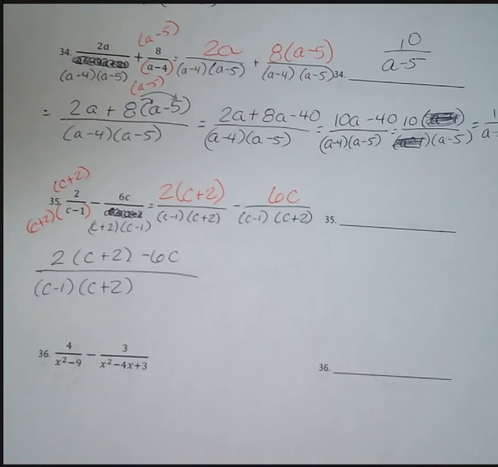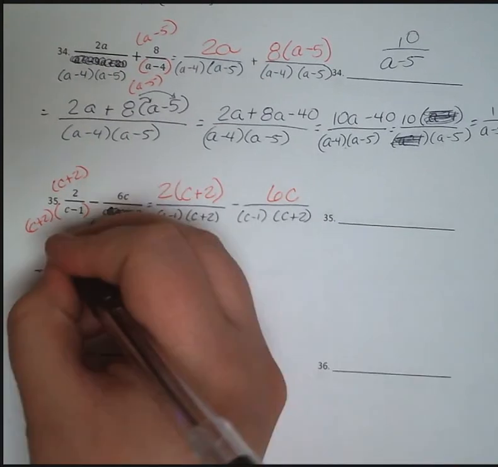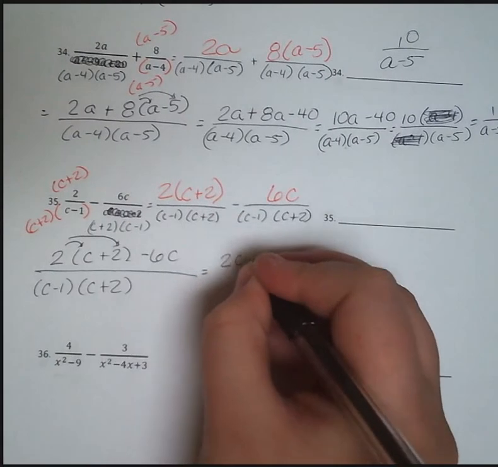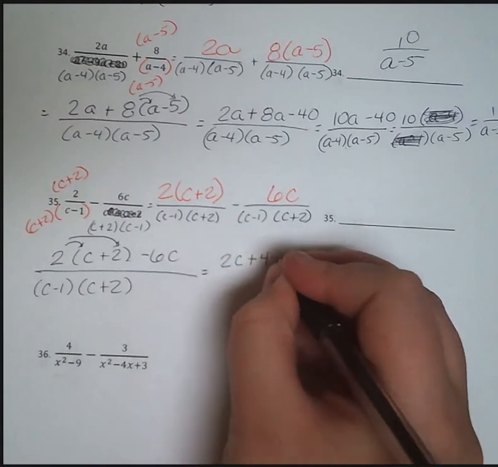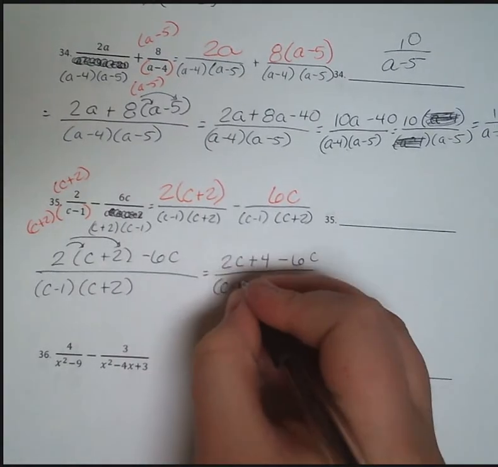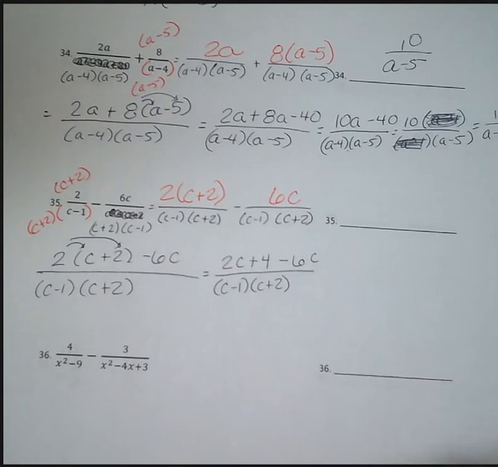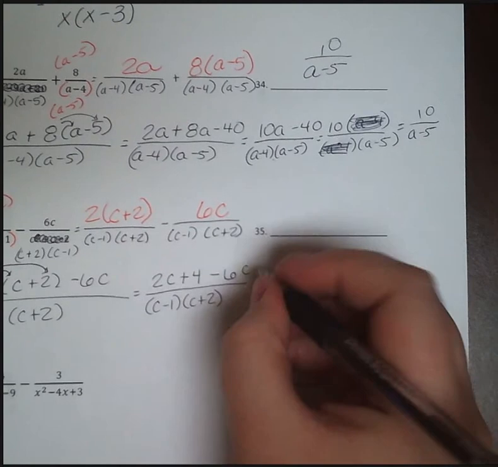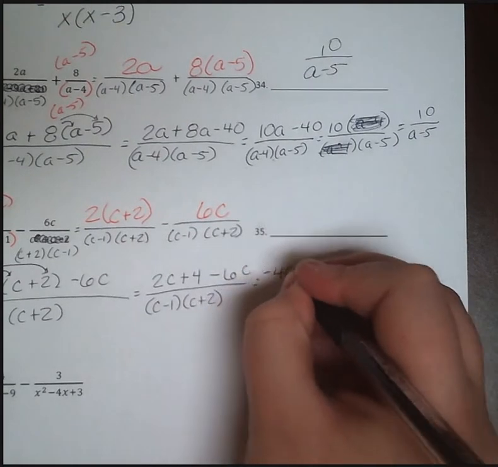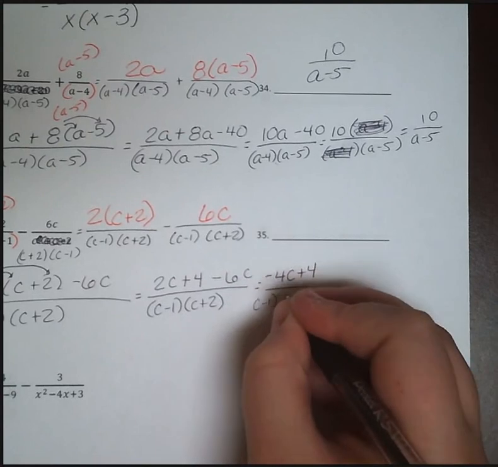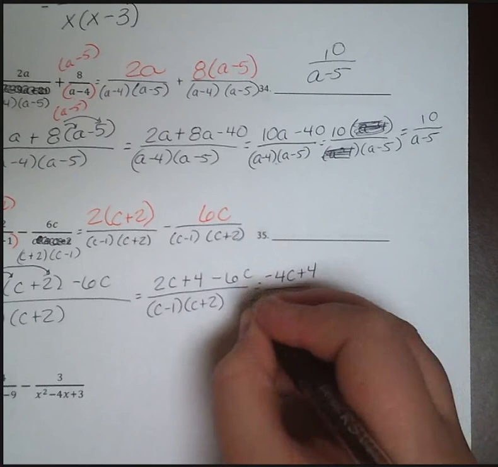You cannot simplify just yet. You have to combine your entire numerator first. So we're going to distribute that 2 to give us 2c plus 4. Bring over your minus 6c over c minus 1, c plus 2. Combine your like terms to give you negative 4c plus 4 over c minus 1, c plus 2.